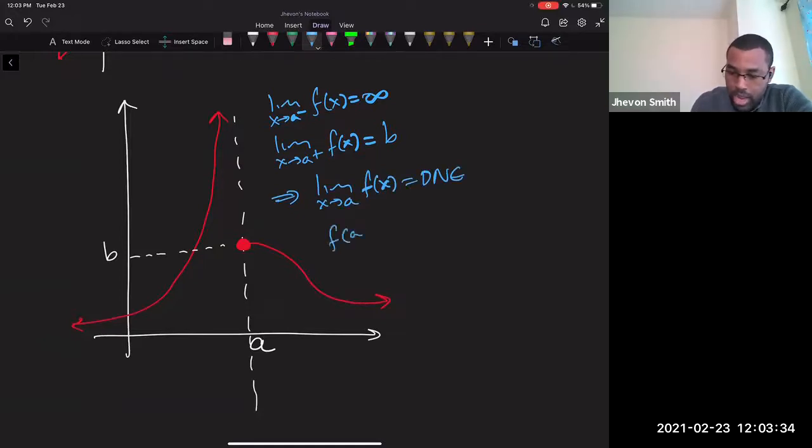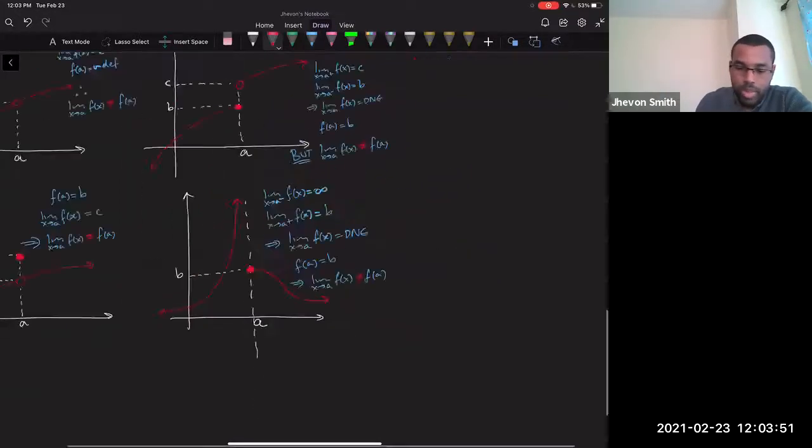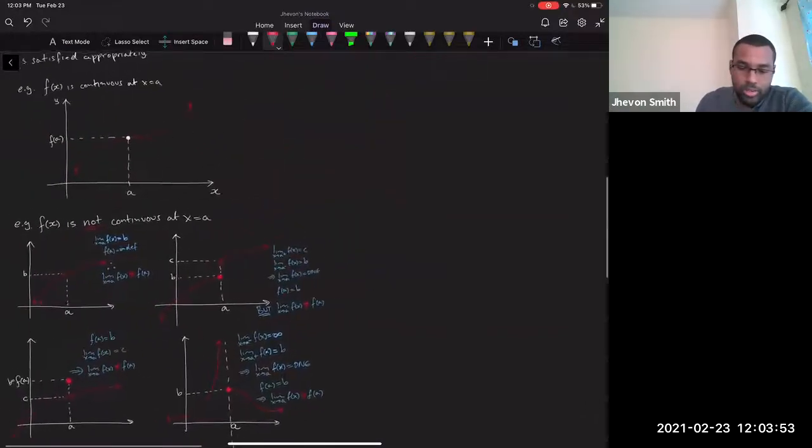F of a actually works. That's actually equal to b, but you still get the fact that the limit as x approaches a of f of x is not the same as f of a. They're not equal, right? And you end up getting this, right? So that's just a few illustrations.